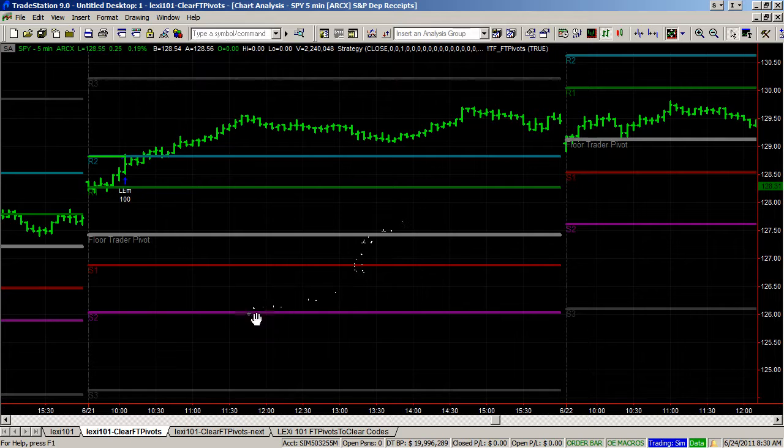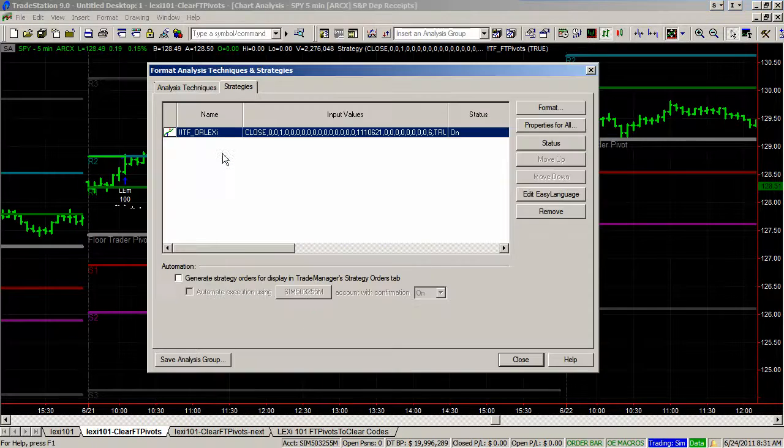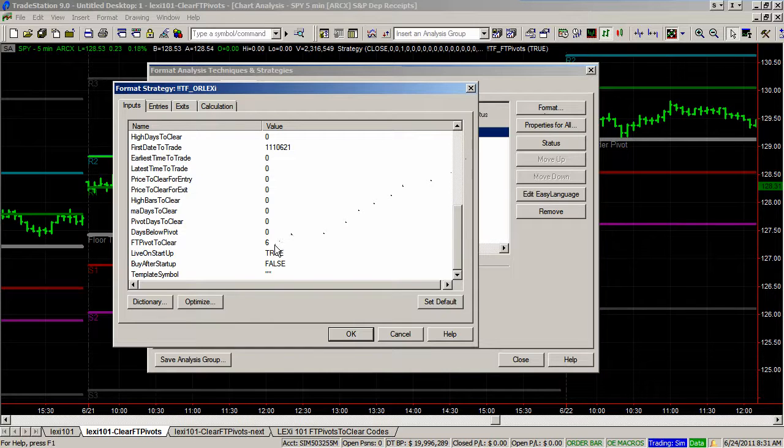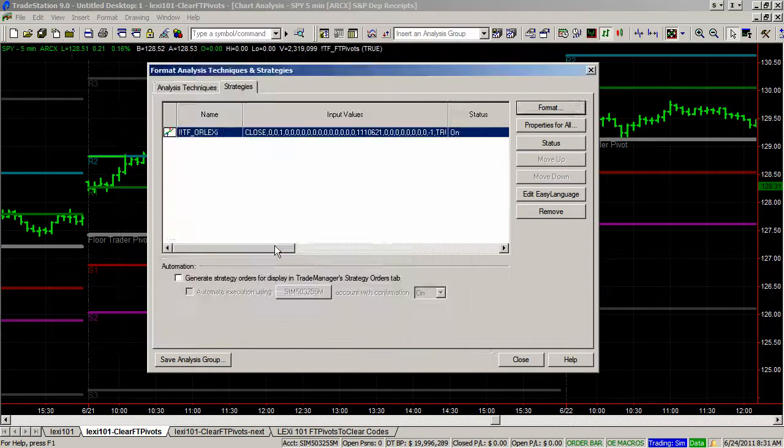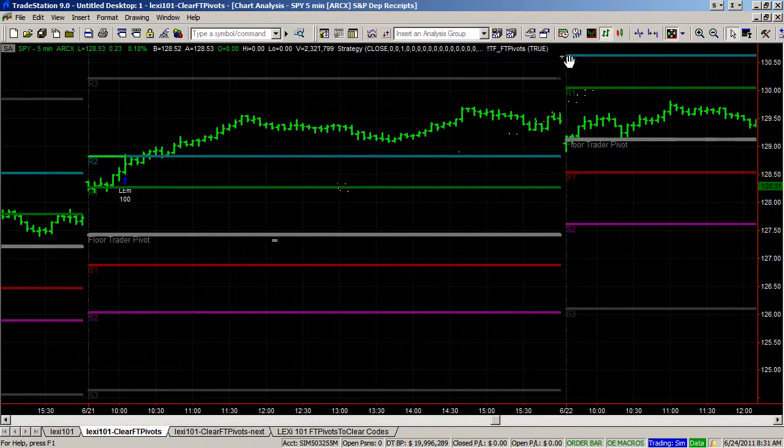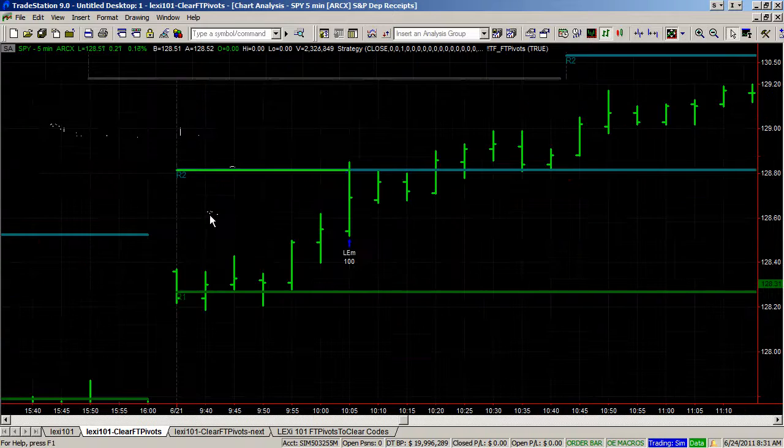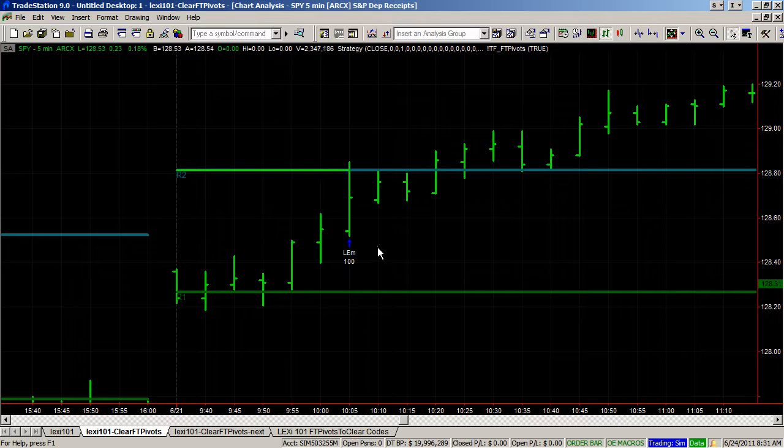Now, in addition to specifying the exact specific floor trader pivots to enter on, you could go in and say, make that a -1, which is the code for use the next pivot. And when you use the next pivot, it turns out we got the same one on this day because it was the next pivot above. But we could use this in general to not have to specify the specific code, but just say, you know what, I don't want to enter until I pass the next floor trader's pivot. So that is floor trader's pivots.